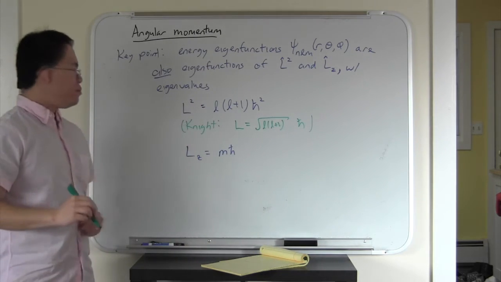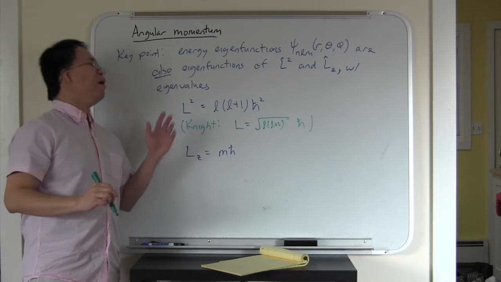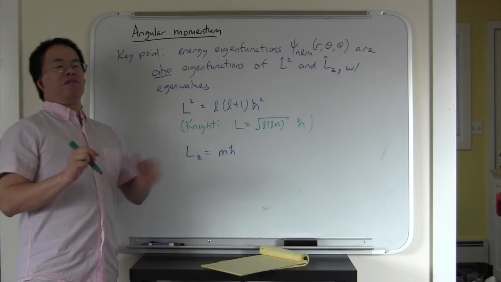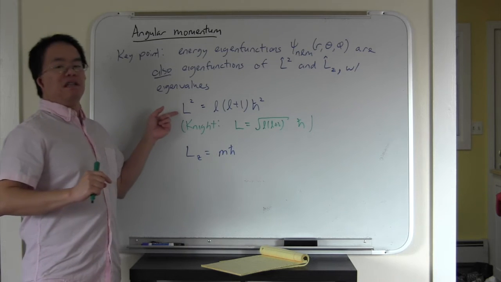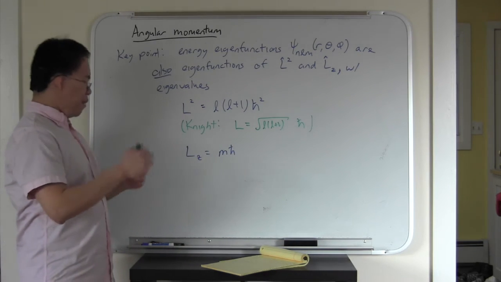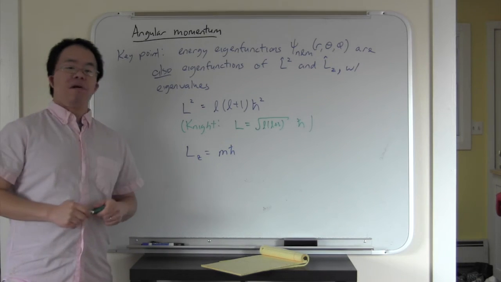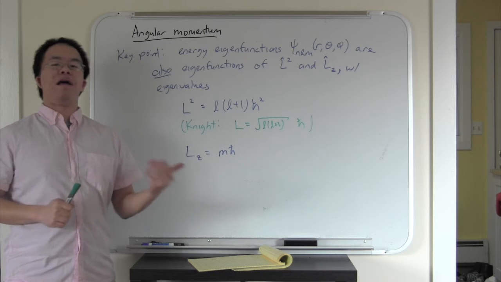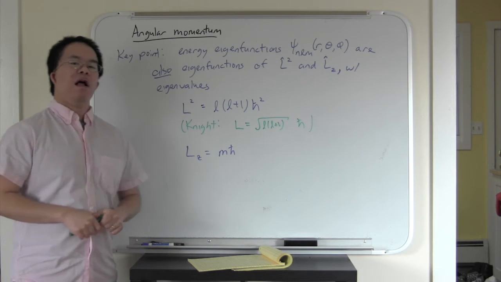Nothing sort of inherently wrong with this, although if you were to go through things carefully, the operator you construct and work with really is L squared rather than the square root of it. So there's a few things that I want to point out. So where does this come from?